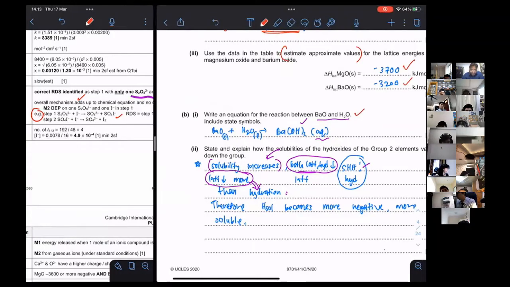Barium oxide is solid. When you react it with liquid water, it is going to give you barium hydroxide, which is going to be aqueous. So it's all balanced. No need to worry about that.